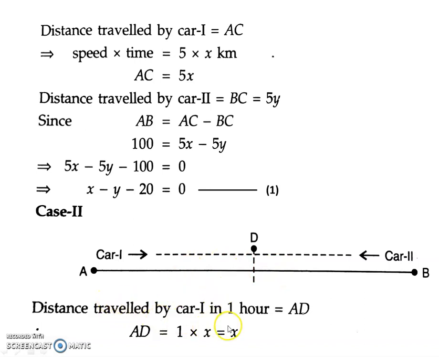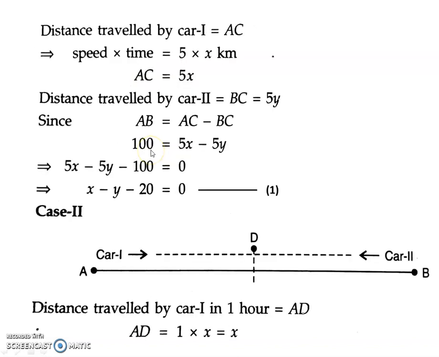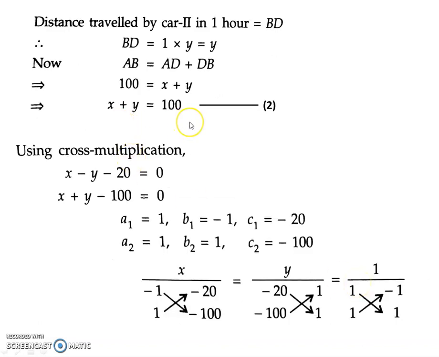So the distance travelled by the first car is AD, that is 1 into x again, speed into time. Speed is x, time is 1 hour. So 1 into x. And same way for car 2, it will be 1 into y. And total distance AB, this time AB is x plus y because AD plus BD. So x plus y is equal to 100. This is the second equation.